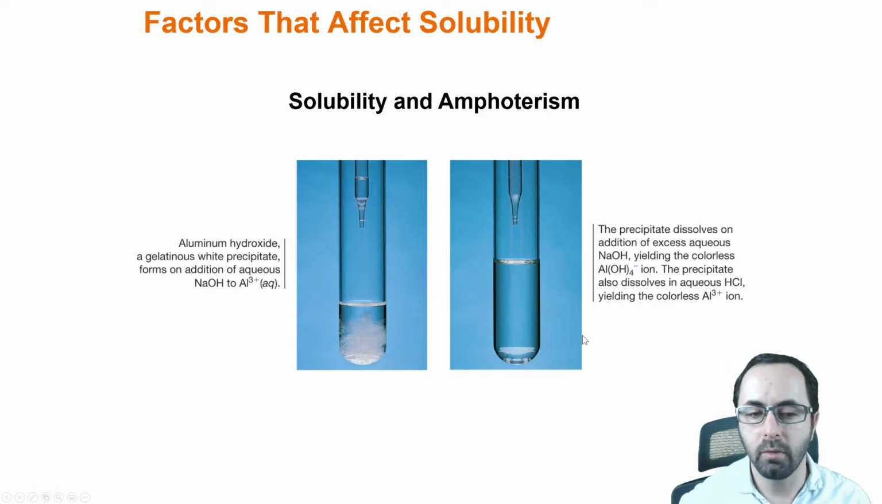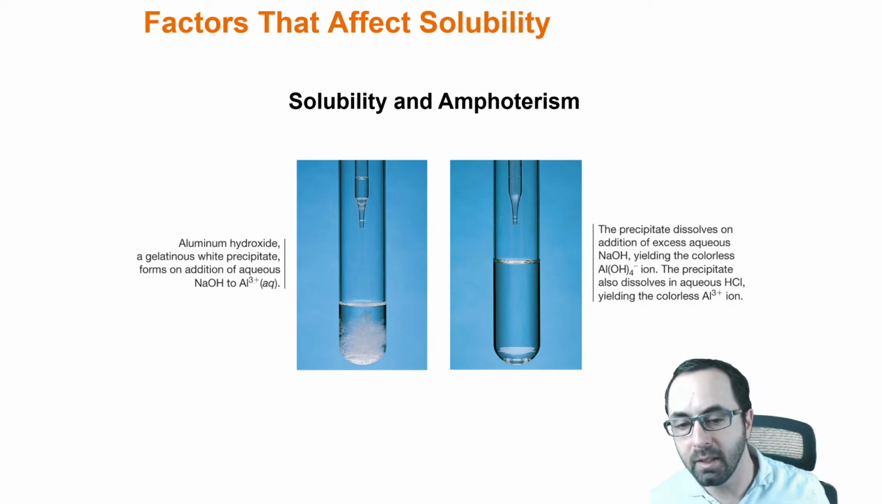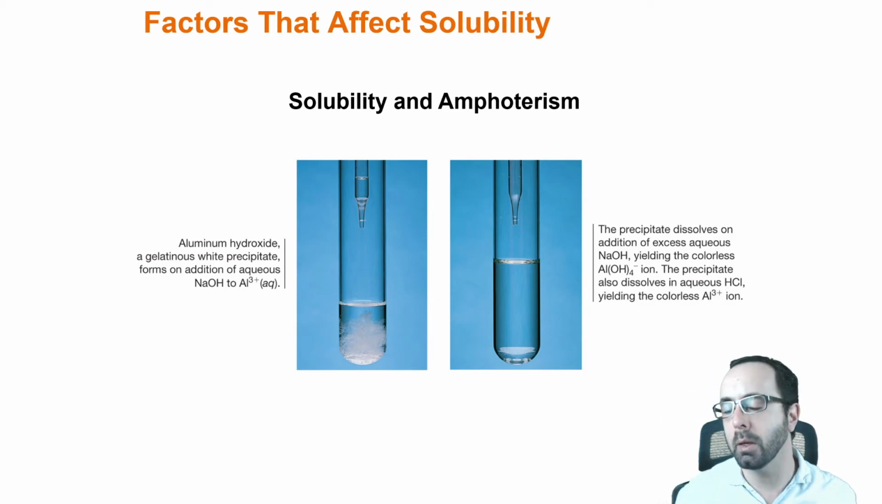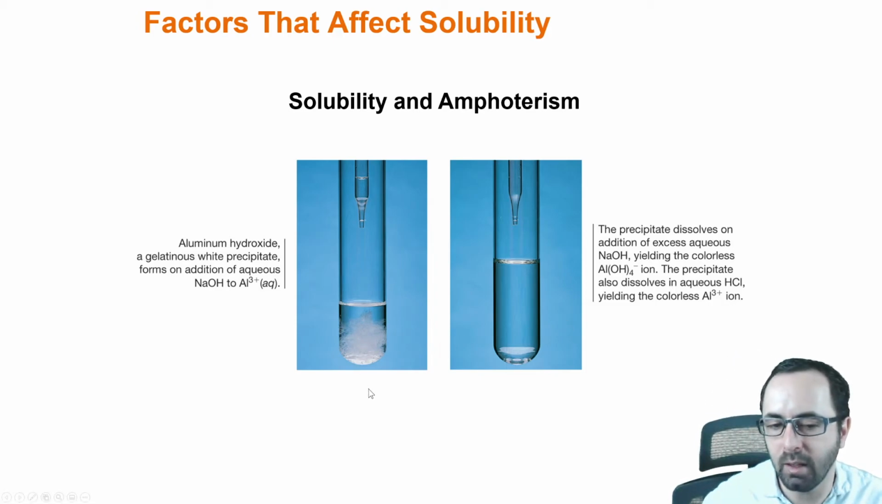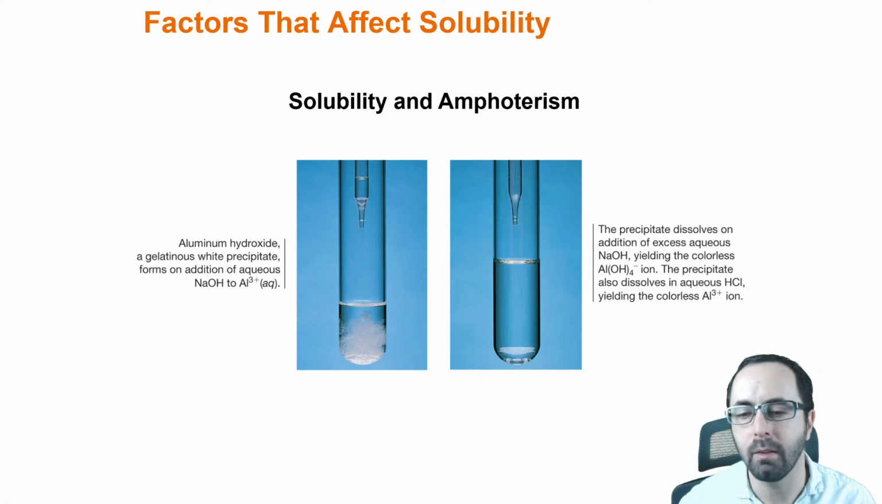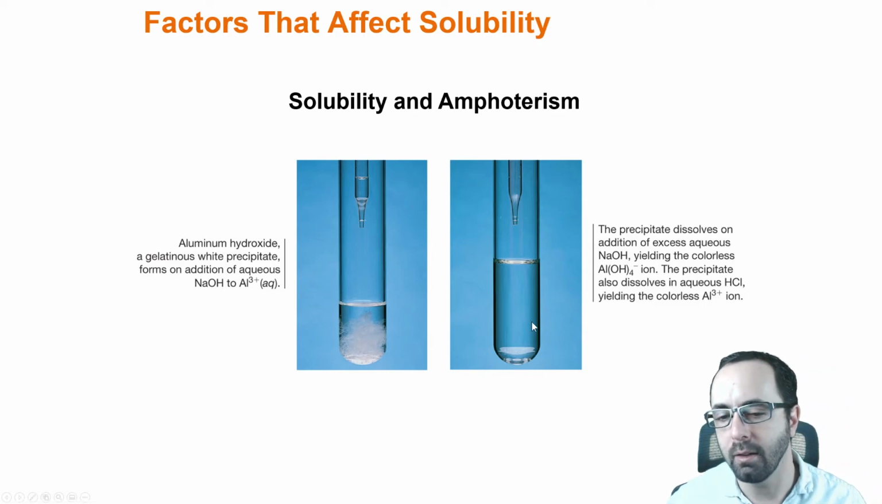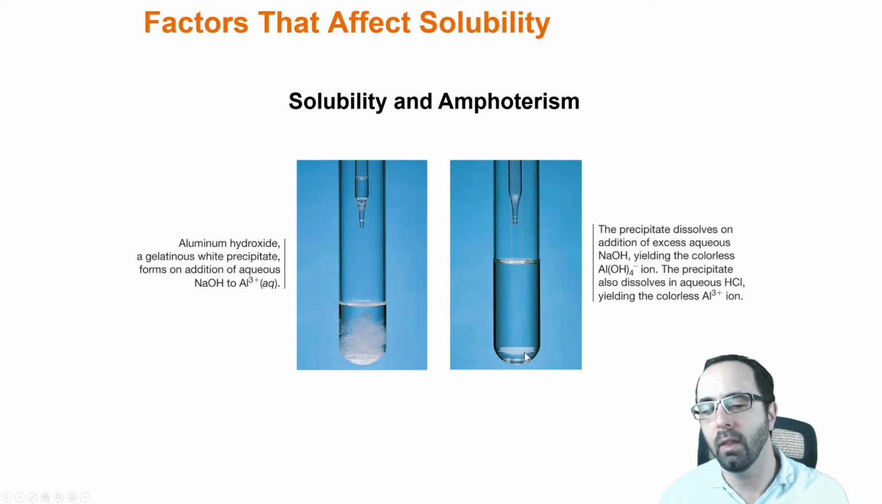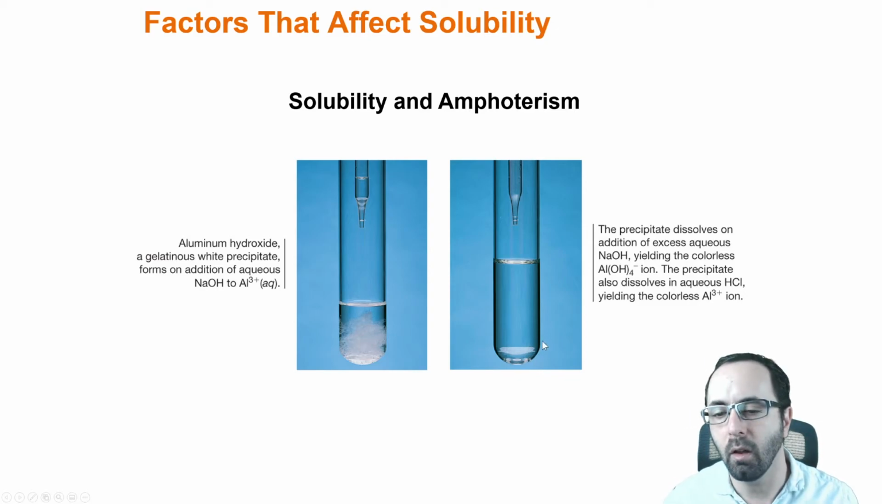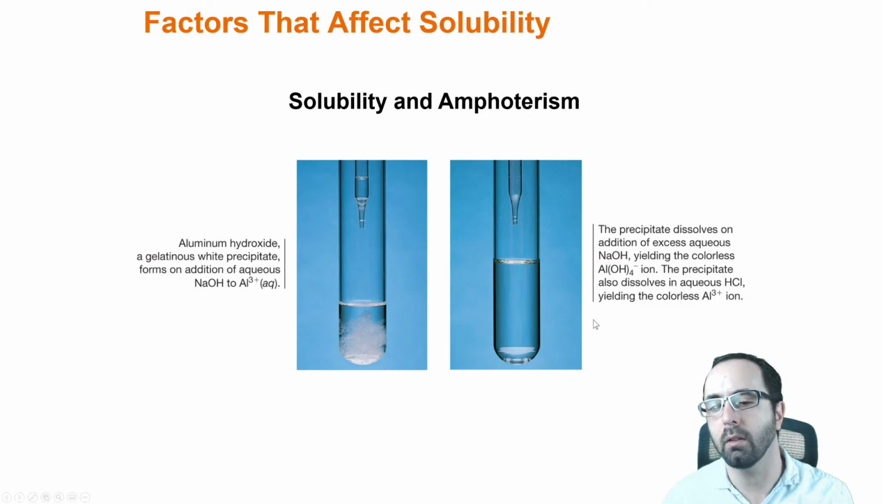So you observed the aluminum hydroxide precipitate. When you tested for aluminum ions near the end of experiment 13, you saw this gelatinous white precipitate when you added sodium hydroxide to a solution containing aluminum ions. But if you further add additional hydroxide, then this precipitate will dissolve as it forms a tetrahydroxoaluminate ion.